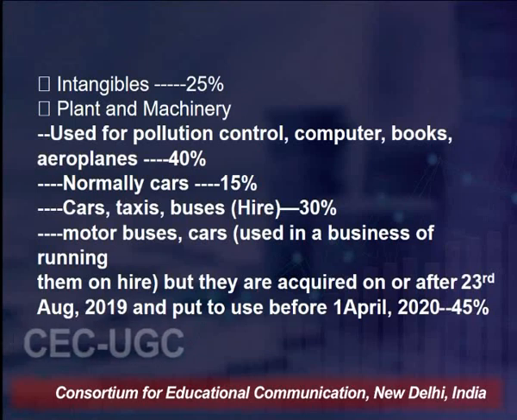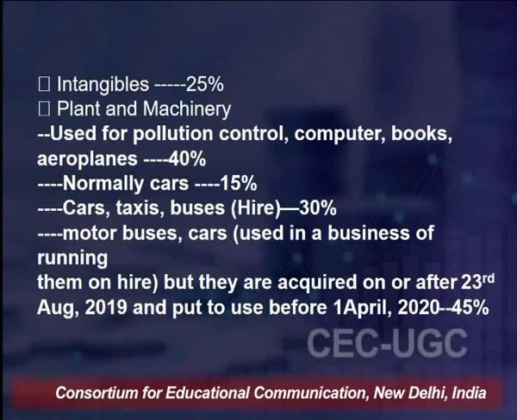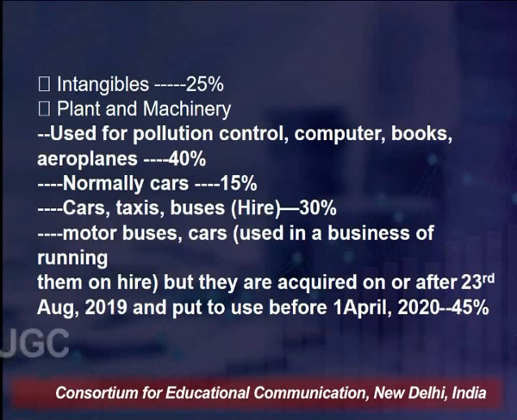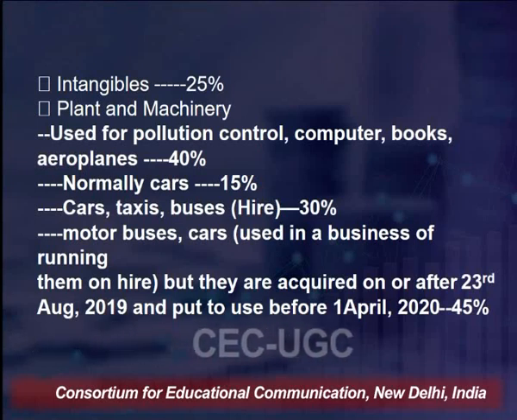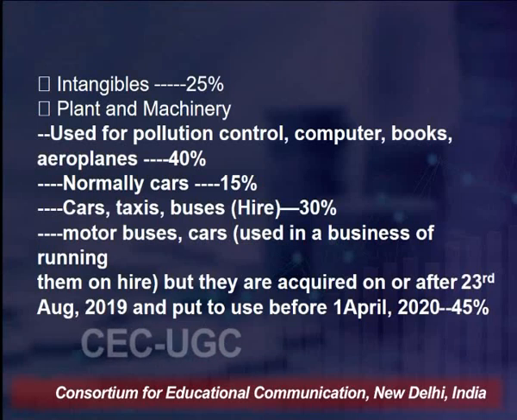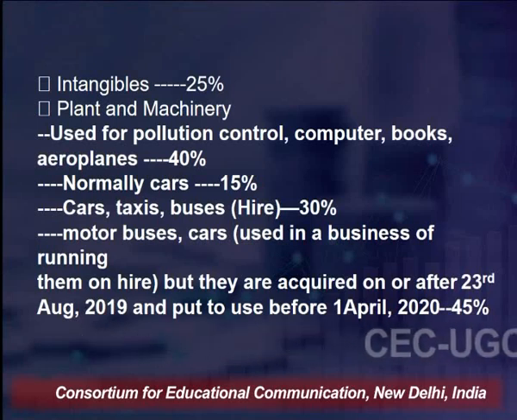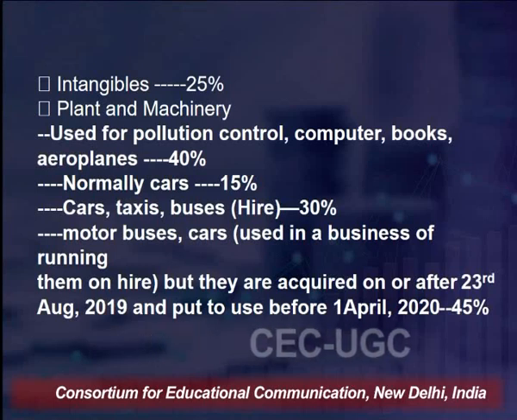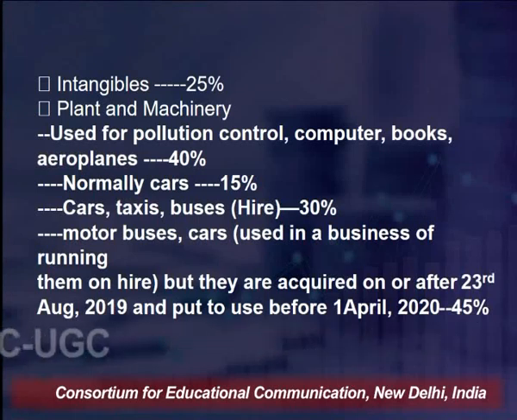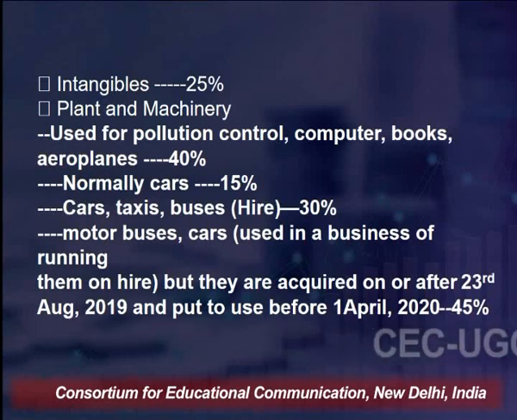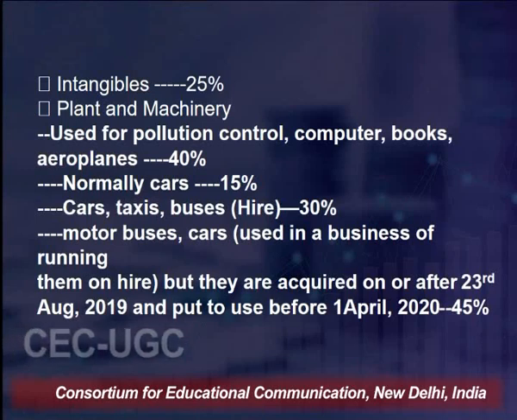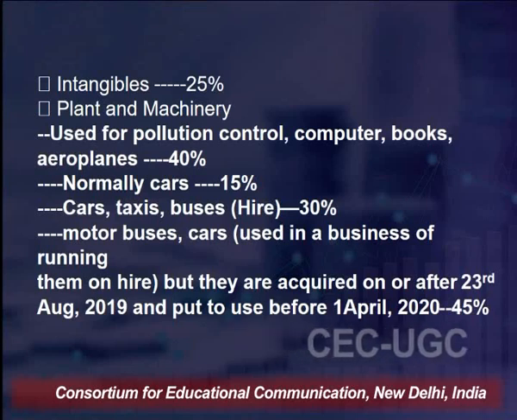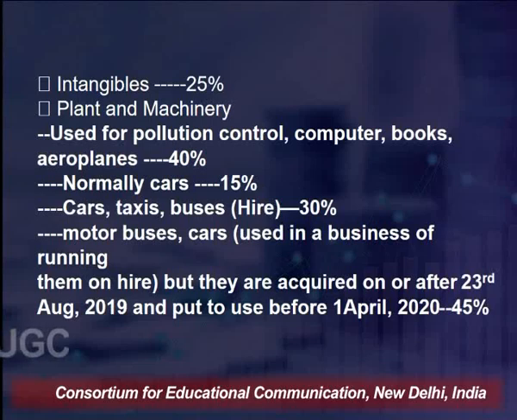And when we talk about plant and machinery, if it is being used for pollution control, computers, books, airplanes, then in all these categories the rate of depreciation would be 40%. If it is a normal car, the rate of depreciation will be 15%. If it is any other car, taxi or bus which is taken on hire, the rate enhances to 30%. And in case it is a motor bus or car used in a business where they are kept on hire, but acquired after 23rd August 2019 and put to use before 1st April 2020, then the rate of depreciation is 45%, right?